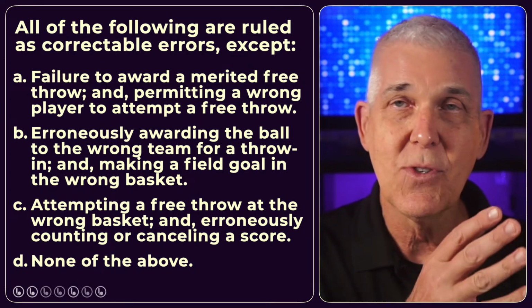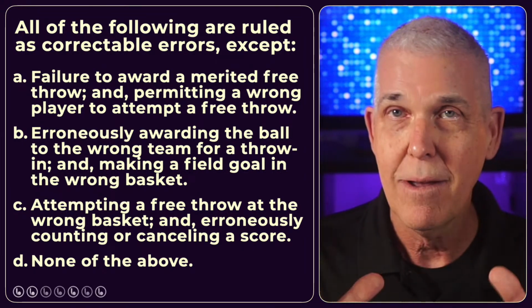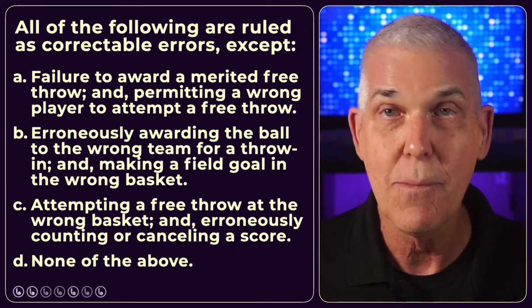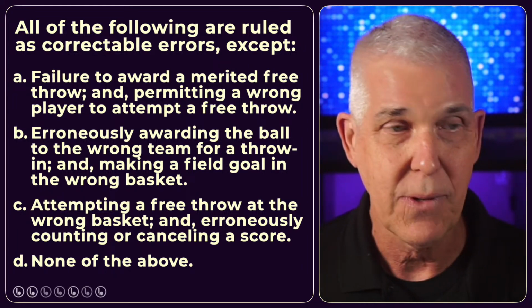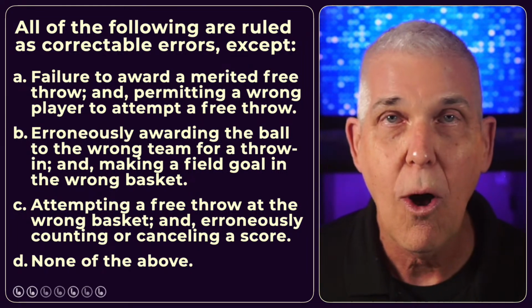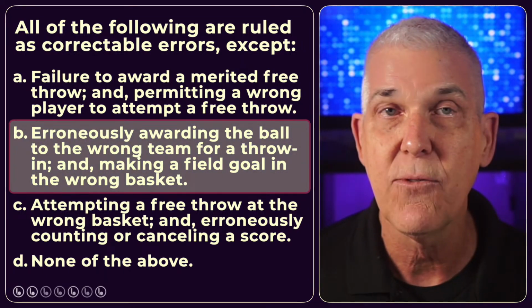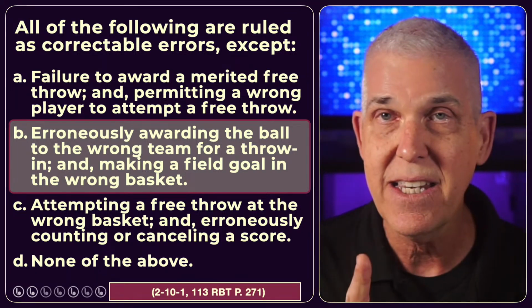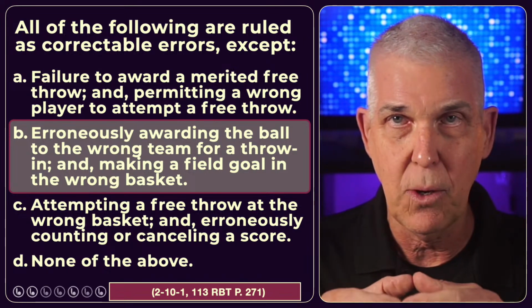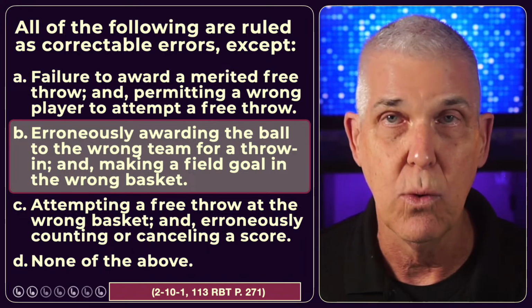And obviously, if a team scores a goal in the wrong basket, you're going to have confusion in your game. We may need to be in a high communication mode. We may need to stop play to get things right. But that is not a correctable error by rule. So all of these are correctable except B, erroneously awarding the ball to the wrong team for a throw-in and making a field goal in the wrong basket. Just recognize that this year we may rectify giving the ball to the wrong team, but it is not a correctable error by rule. Great takeaway from this question.